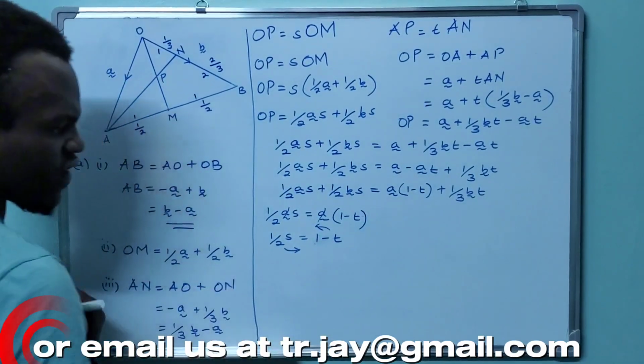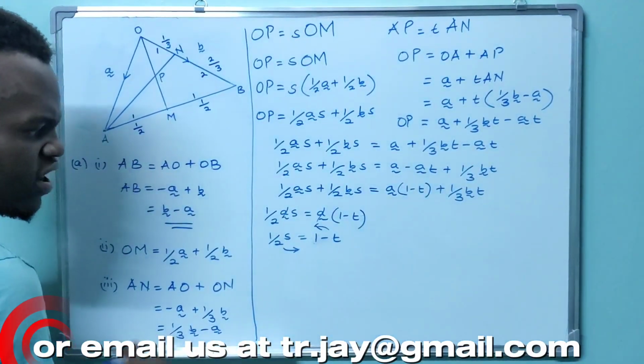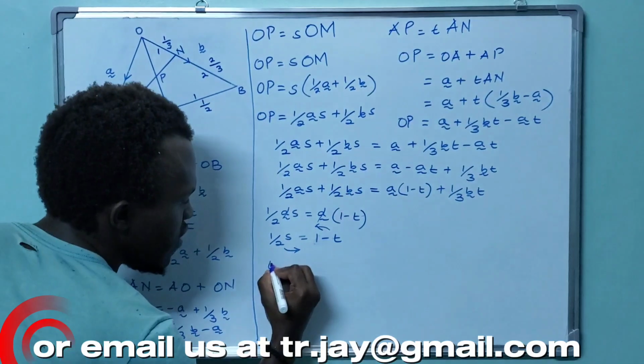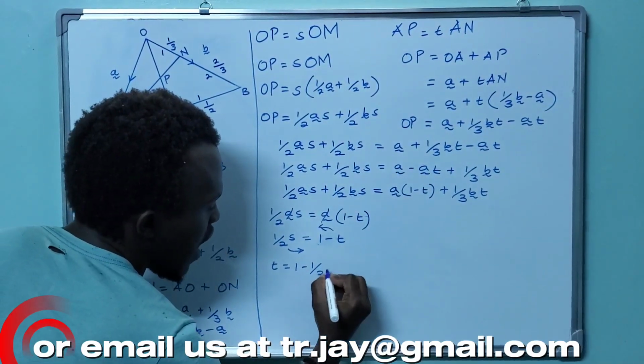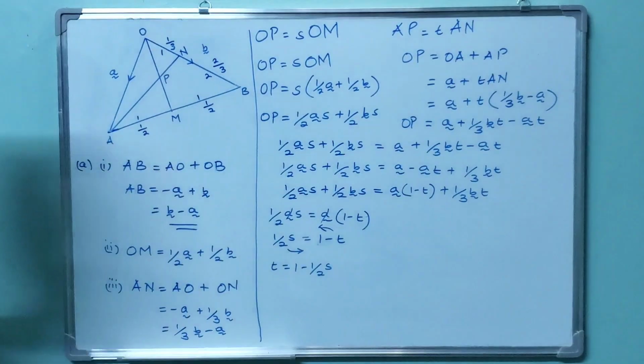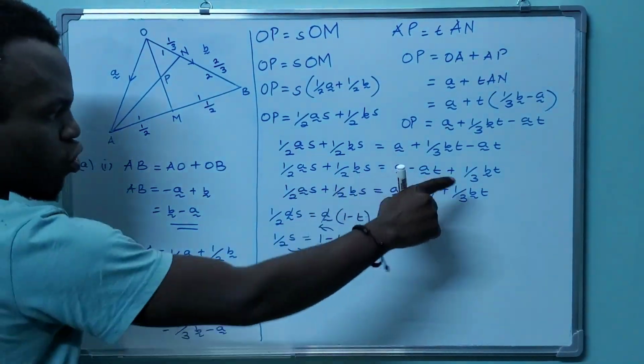And take that a half s to the other side. So if I bring this to this side, it will be a positive. So I'm going to have here t being equal to 1 minus a half s. So I've made t the subject there. Let me go to the second one, that is for the b.